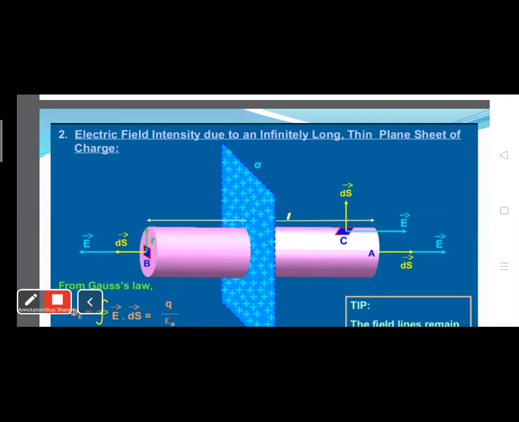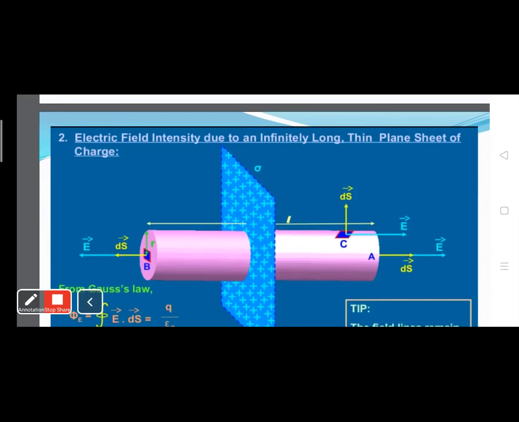Here sigma is the surface charge density. Let there be three points A, B and C where we have to find the electric field. For this, let C be a point at a distance R from the sheet. Clear? So we consider a cylindrical Gaussian surface as shown in the figure, of cross-sectional area A. Clear?